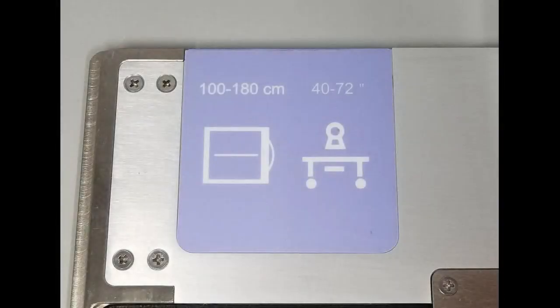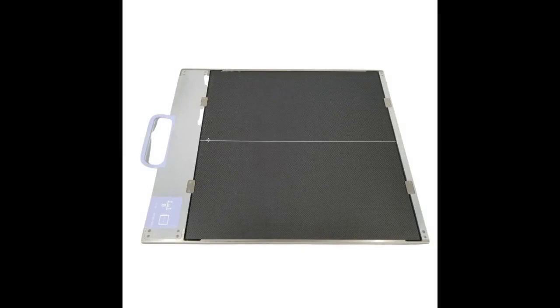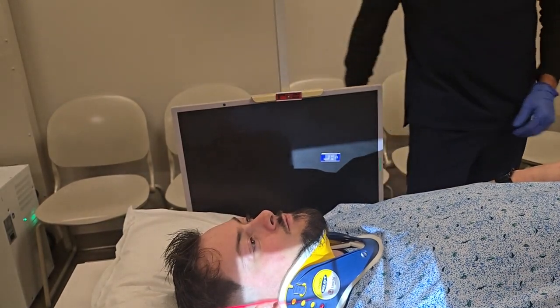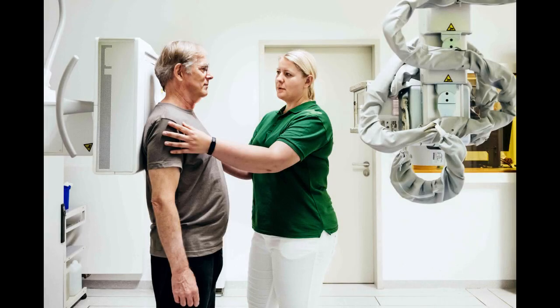A grid is required for this projection due to the thickness of the shoulders, but if a wall bucky cannot be utilized, a stationary grid or grid cassette should be placed behind the patient to reduce scatter radiation and maintain image quality. Ensure the marker is placed on the correct side and orientation. Instruct the patient to suspend breathing and remain completely still during the exposure.